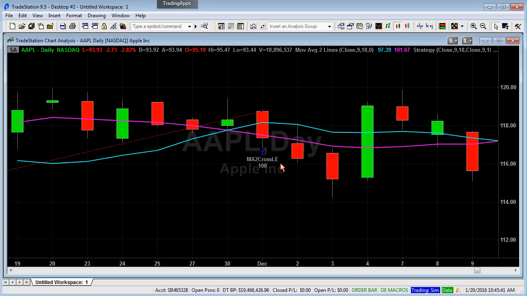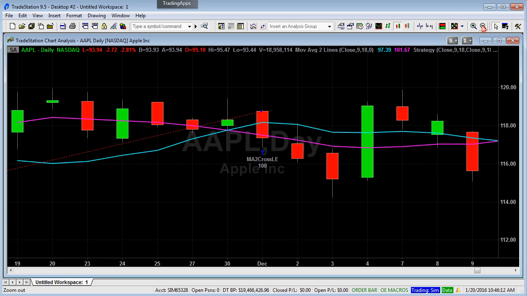This is the moving average 2 cross LE. It also tells you what your net position is. This is a positive 100, which means that you are long 100 shares. Of course, this number can be changed, but the default when you put in a strategy on the chart is 100 shares. And then there's a little marker. It's quite small, but it tells you exactly at what price point the strategy entered that trade. That's your fill price right there.